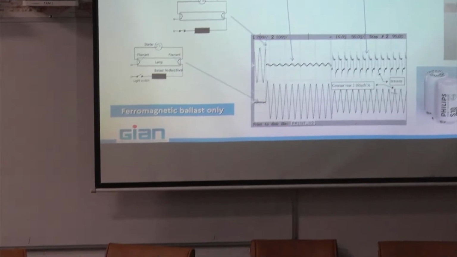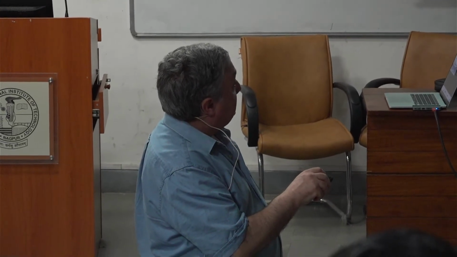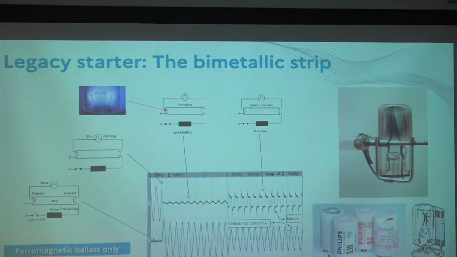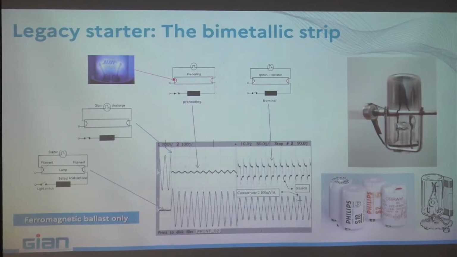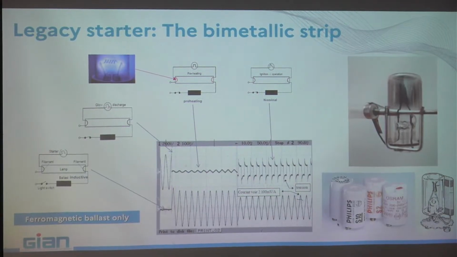That means the current cannot pass through the lamp, but the circuit is connected in parallel with the lamp. That means the voltage passes through the bimetallic stripe, and inside it is a small discharge also. You have a gas at very low pressure, much lower than the lamp, and the distance between those two electrodes here is very small. That means 200 or 100 volts, according to the country, are enough to create a spark here.